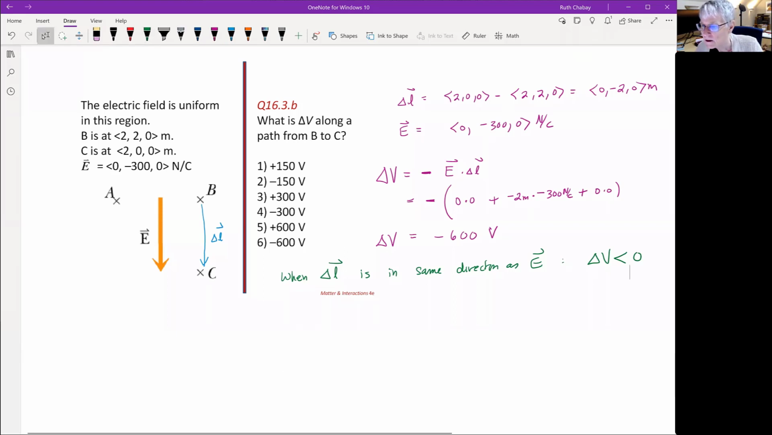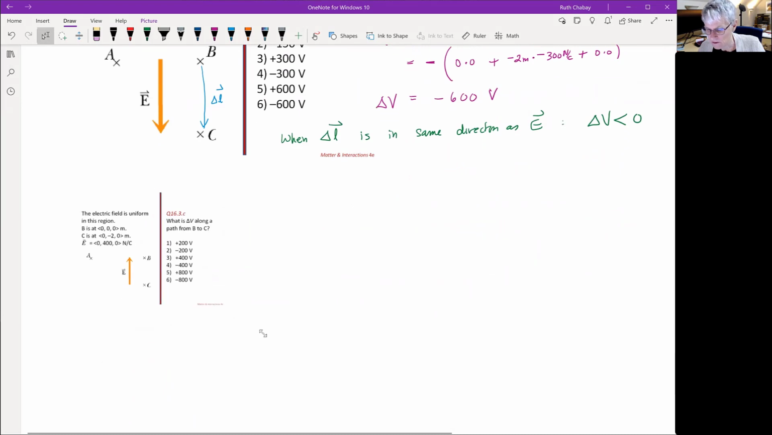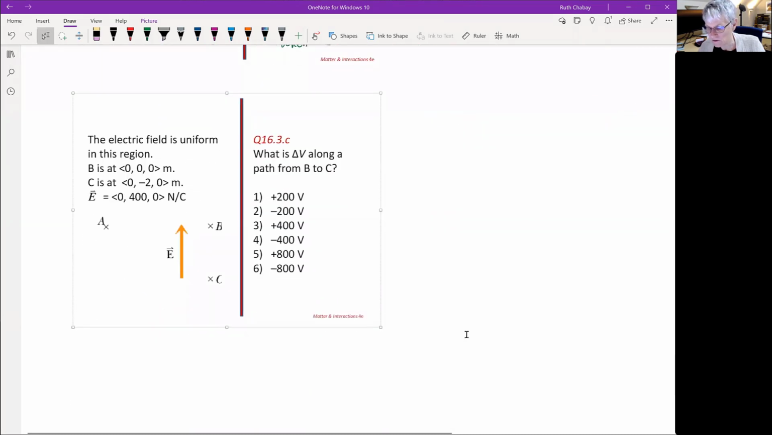Okay, let's try another one. This is very similar, the similar picture, the numbers are slightly different. So the electric field is uniform, E sub y is 400 newtons per coulomb. The path again goes from B to C, so that's our delta L. What is the potential difference in this case?